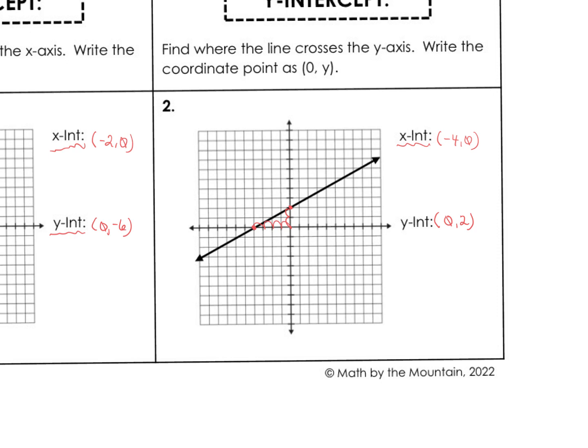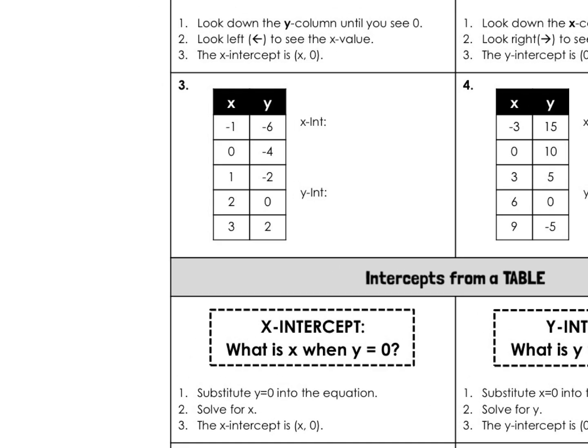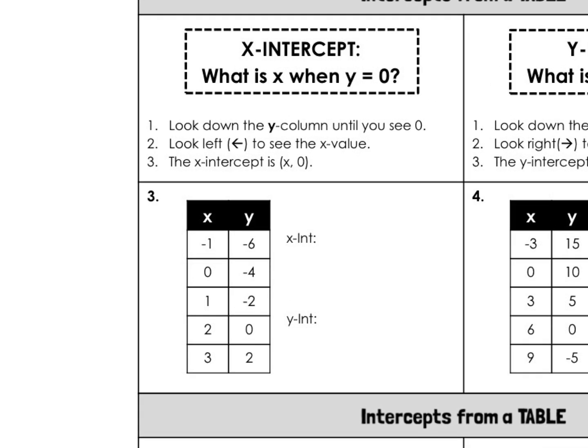This is how you find the intercepts on a graph. And now we will learn how to find the intercepts from a table. For the x-intercept, what is x when y is 0? So here we are at number 3. It says look down the y column until you see a 0, and this is where we are right here, 0.